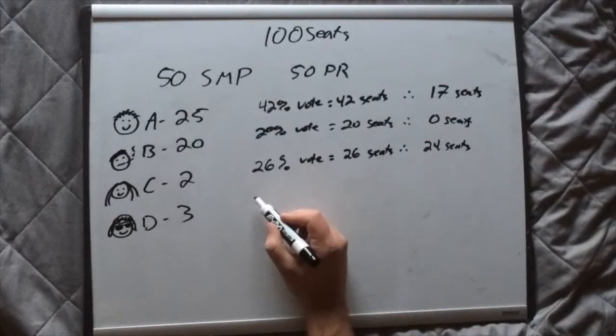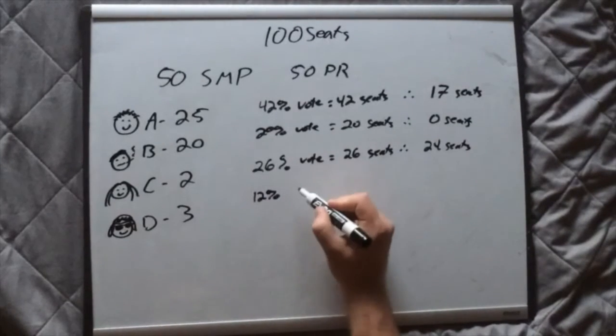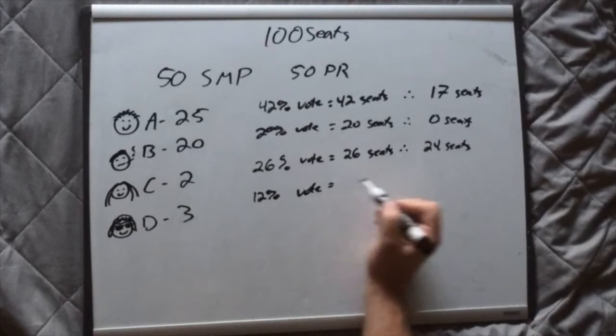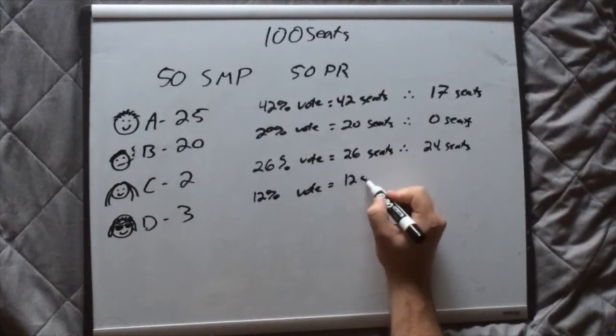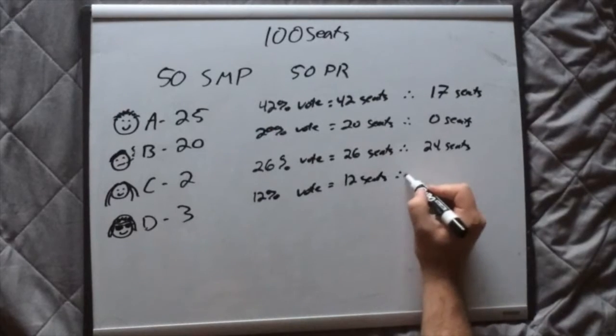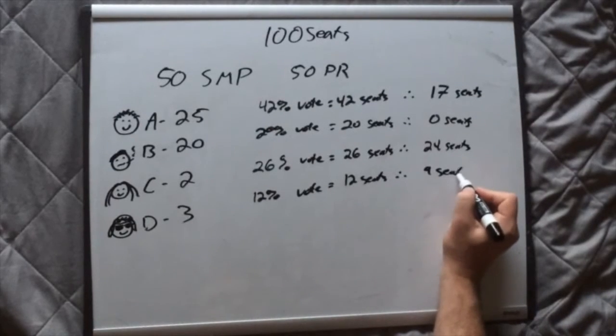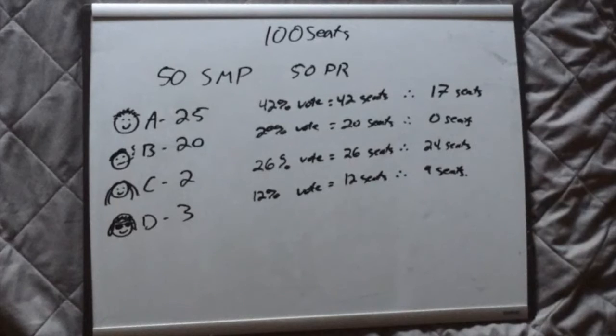Party Delta got 12% of the vote, so 12 seats, and therefore will receive 9 top-up seats. If it is unclear why Party Bravo received no top-up seats, it is because they had already won 20 seats from the single-member districts.